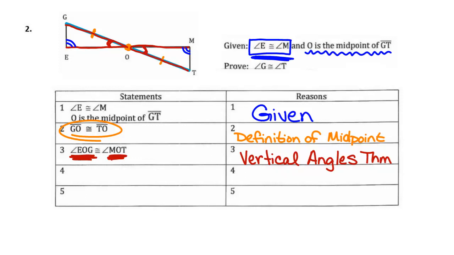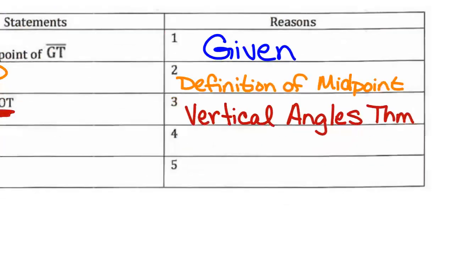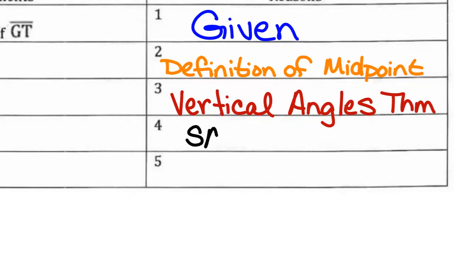Do I have enough information now to say that these two triangles are congruent to each other? Yes, I have 3 pairs of corresponding congruent parts. What reason could I use to say these 2 triangles are congruent? I can use side, angle, angle. Or you could write that as angle, angle, side.